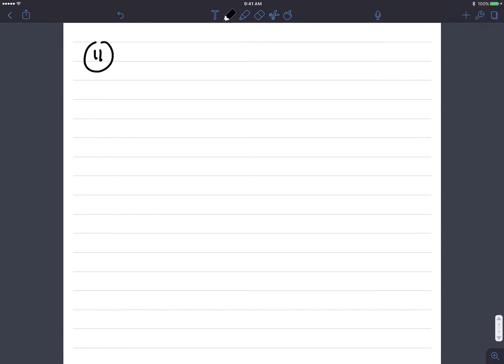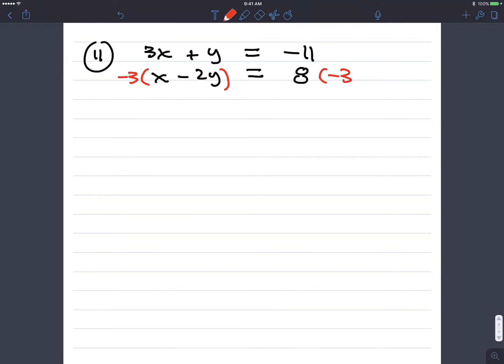Number 11. 3x plus y is negative 11. x minus 2y is positive 8. If I add the left sides together, again, we see that there's no elimination. Let's multiply the second equation by a negative 3. This will give us opposites for the x-coordinate.